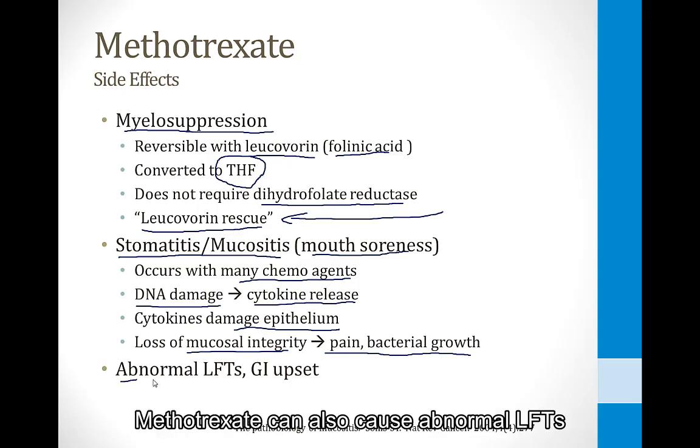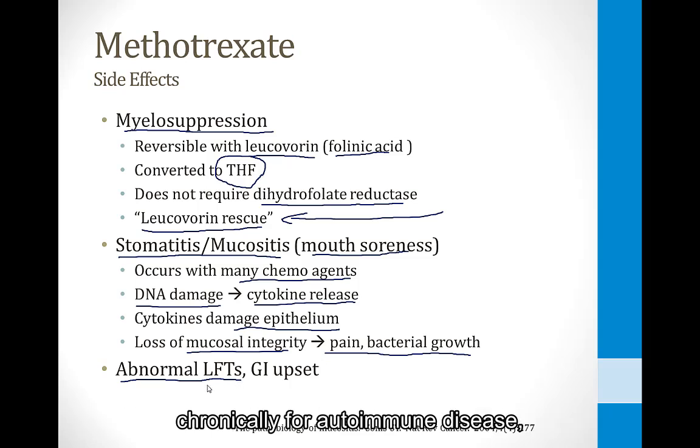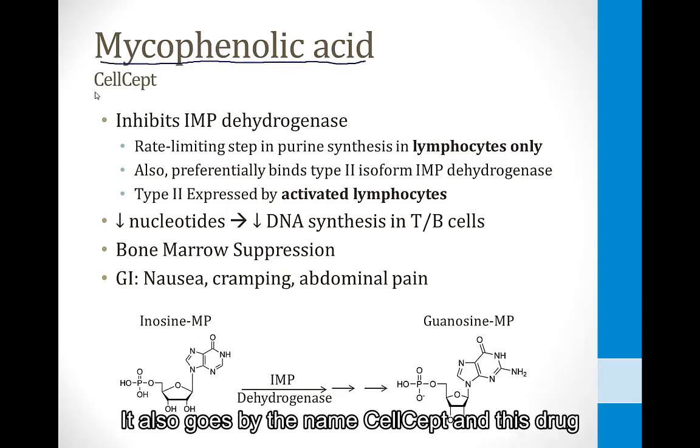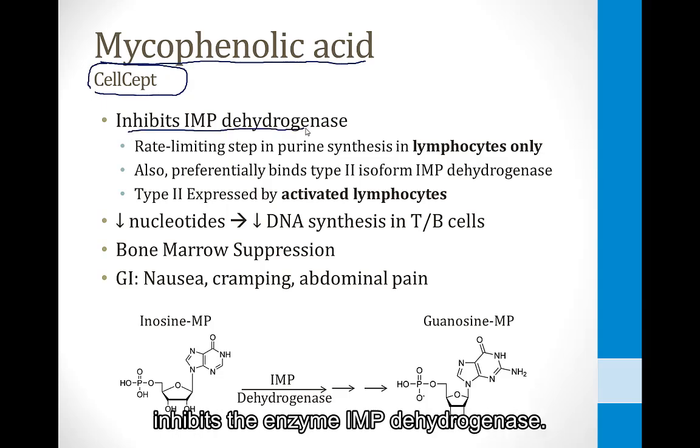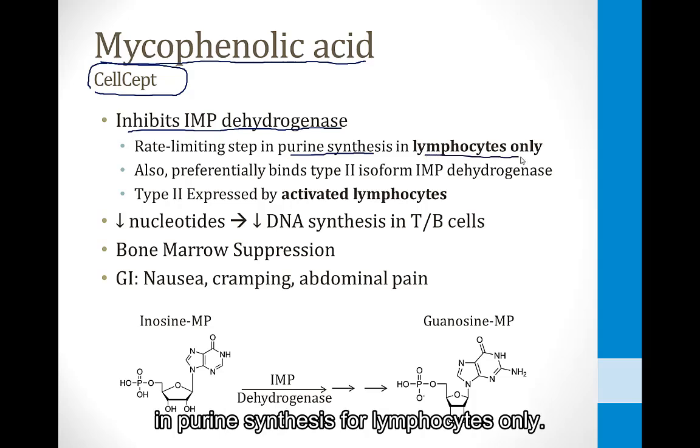Methotrexate can also cause abnormal LFTs, and LFTs are usually monitored in patients taking this drug chronically for autoimmune disease, and it can also cause GI upset. Our next drug is mycophenolic acid, or mycophenolate. It also goes by the name Cellcept, and this drug inhibits the enzyme IMP dehydrogenase. IMP dehydrogenase is the rate-limiting step in purine synthesis for lymphocytes only. This makes this a very effective drug at suppressing B cell and T cell function.